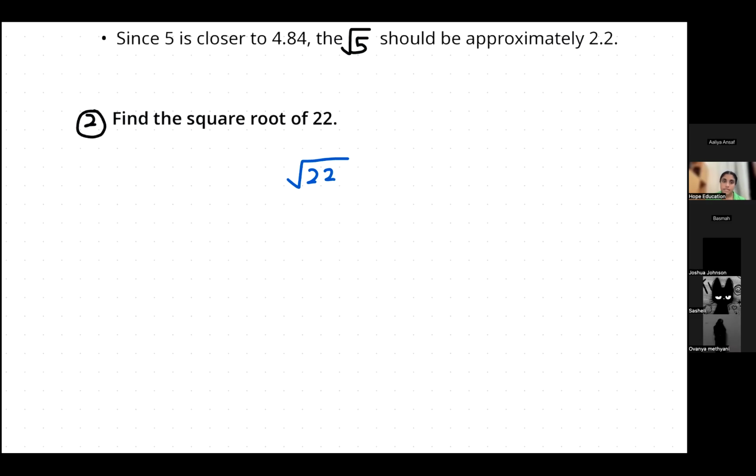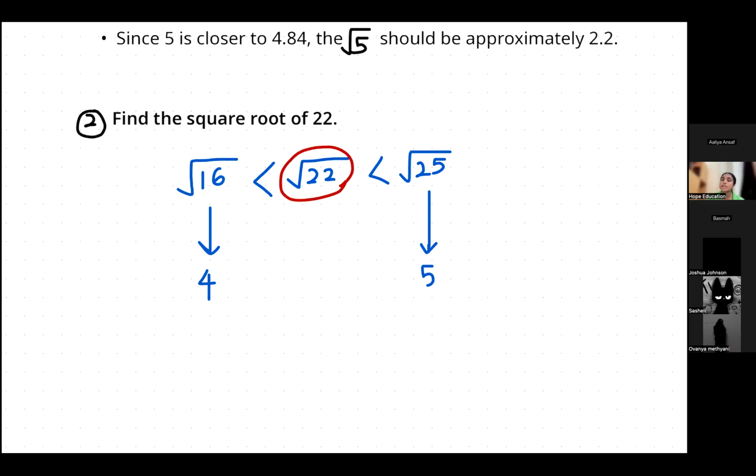16. What is a square number that is immediately after 22? 25. Now you know square root of 16 is 4. And you know the square root of 25 is 5. And what we have to find is the square root of 22. Okay. Now tell me, is 22 closer to 16 or 25?